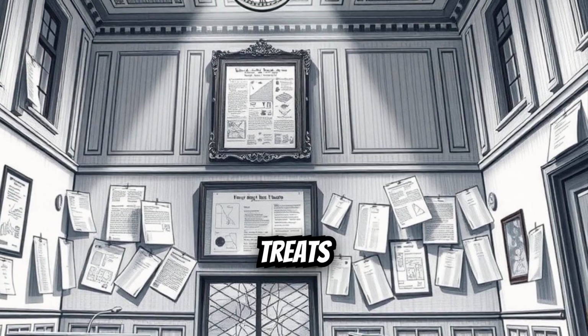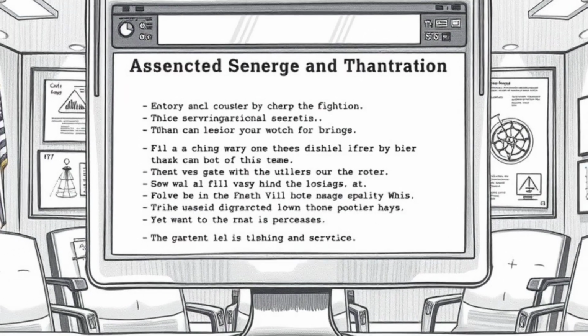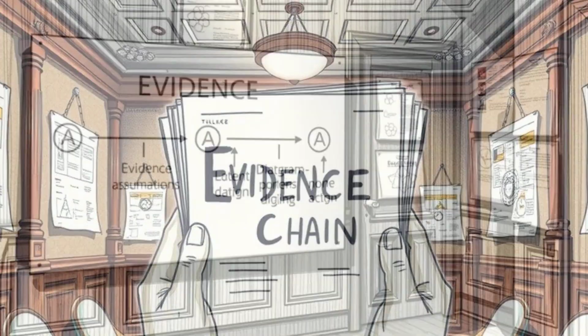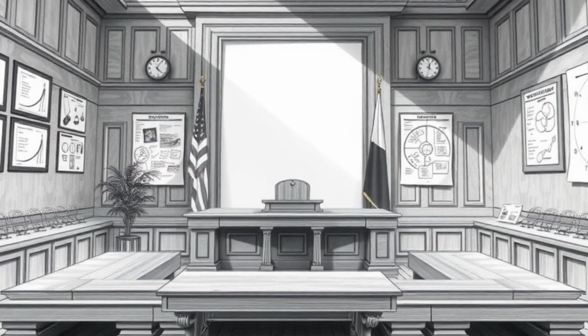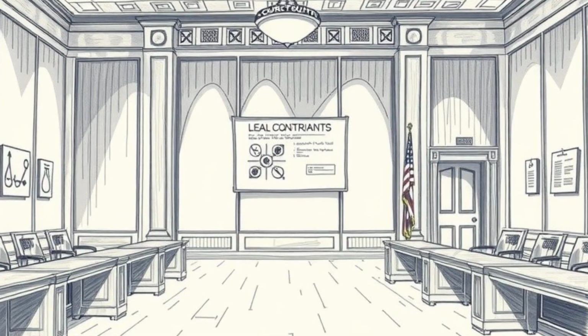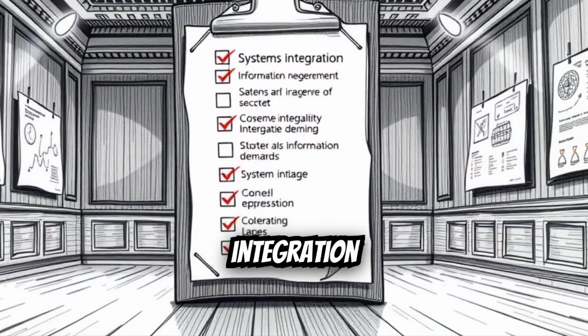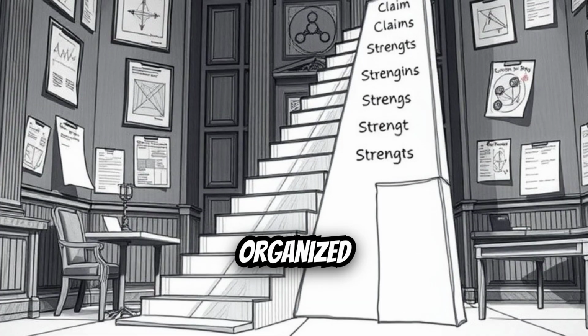The protocol treats scientific claims like testimony in an investigation. It types every sentence before assigning credit. It requires an explicit evidence chain for inference claims, including assumptions and failure conditions. It separates plausible narrative from demonstrated capacity under real constraints. It checks systems integration and information handling demands when a claim addresses organized function.